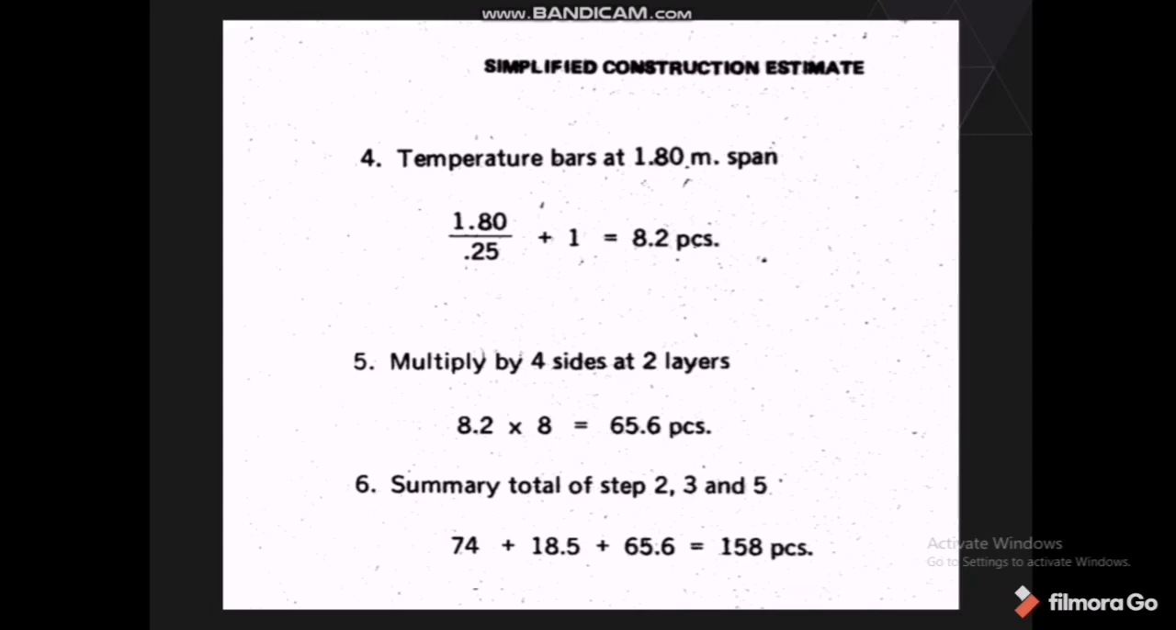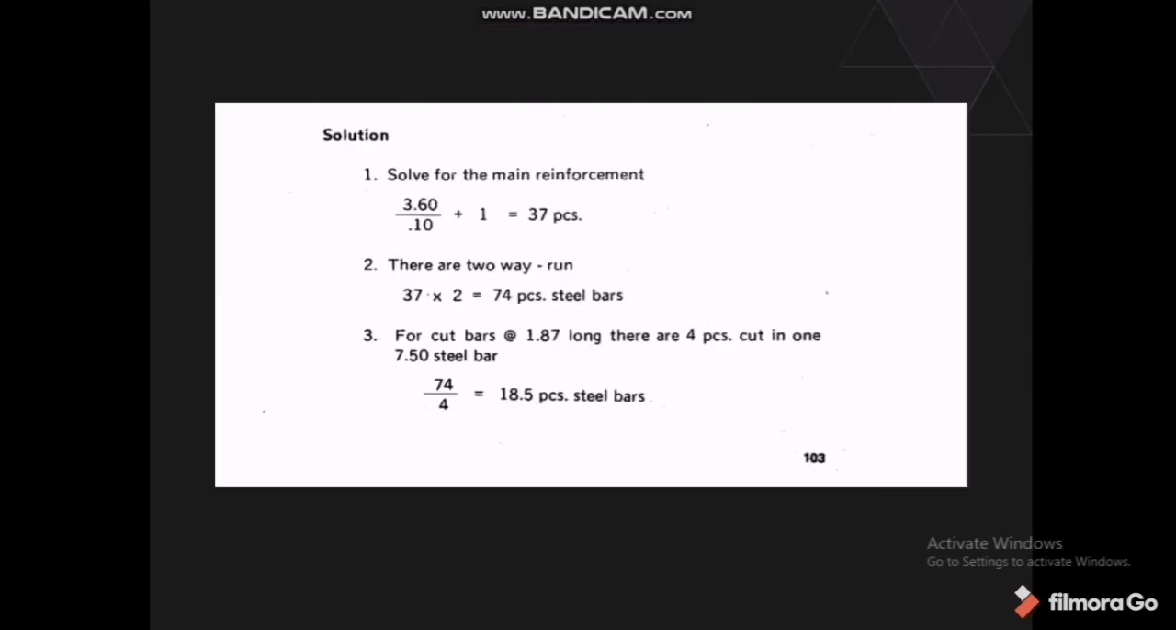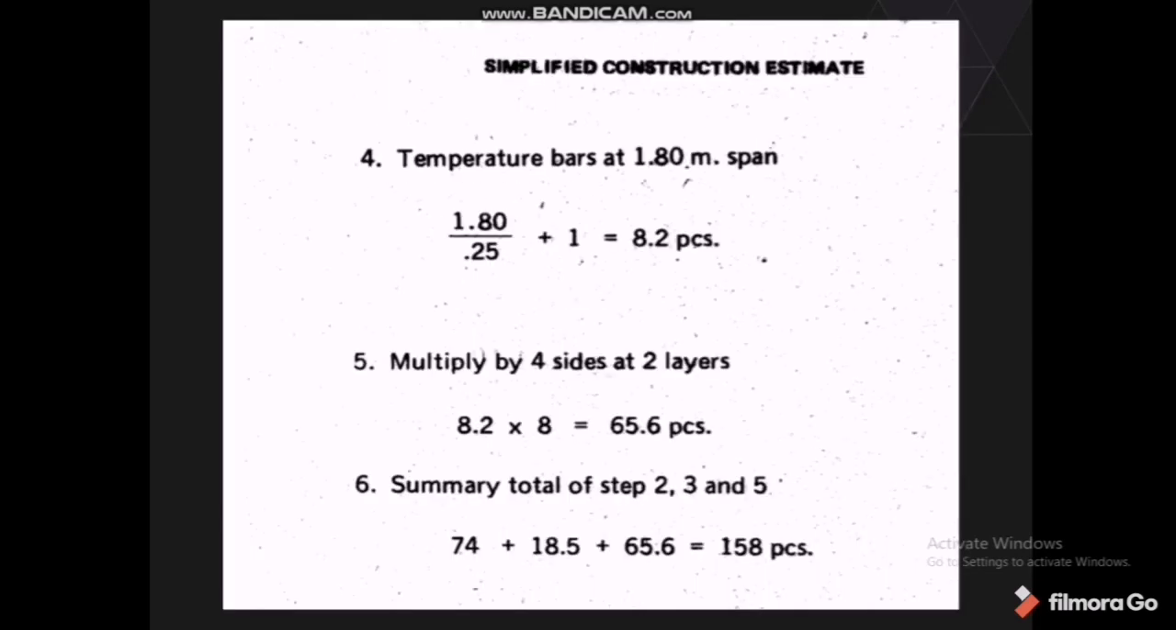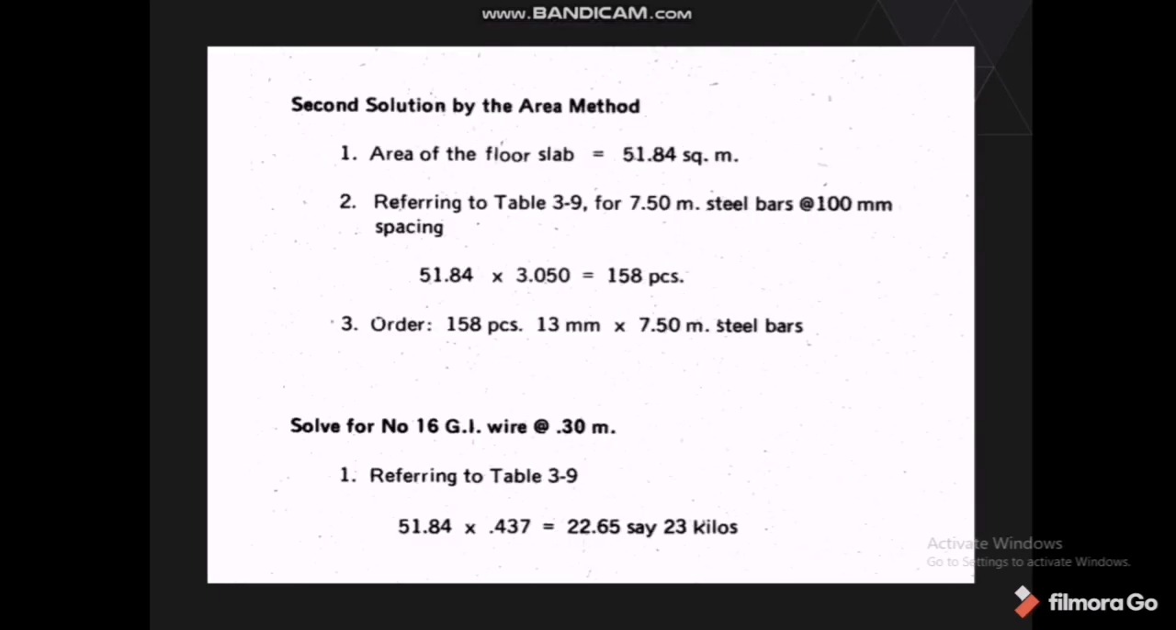Then for the fifth part, multiply by 4 sides at 2 layers because there are 2 layers. So 8.2 times 8, that is 65.6 pieces. For number 6, summary total of steps 2, 3, and 5. And that is for the first part 72 pieces plus 18.5 pieces plus 65.6 pieces without number 4, that is 158 pieces.